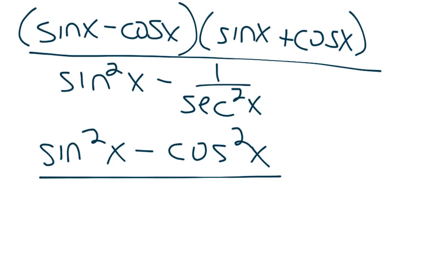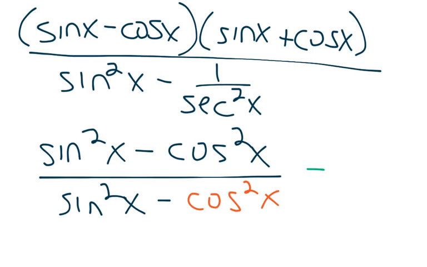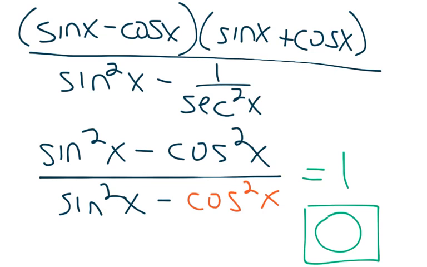And the denominator, remember how I said that 1 over secant is the same as cosine? That was one of the new basic identities I pointed out to you guys. So 1 over secant squared is cosine squared. So I write sine squared x minus cosine squared x. Oh my gosh, it's exactly the same thing, so it's 1. I believe the number 1 on this is O. So that is our answer, O.